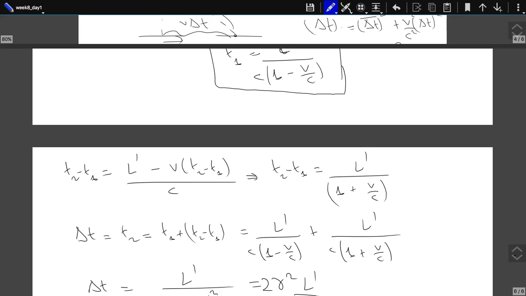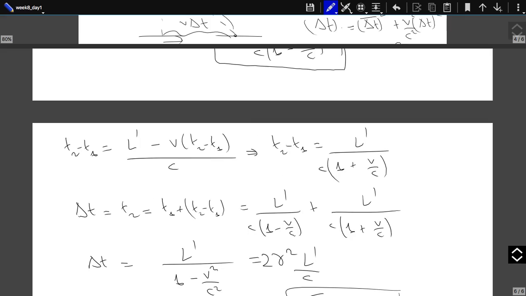Well, if I just move it to this side, I get (T2 minus T1) times (1 plus V over C) is equal to L prime over C. Okay, I forgot this C. So T2 minus T1 is also correct. So delta T is equal to that sum.